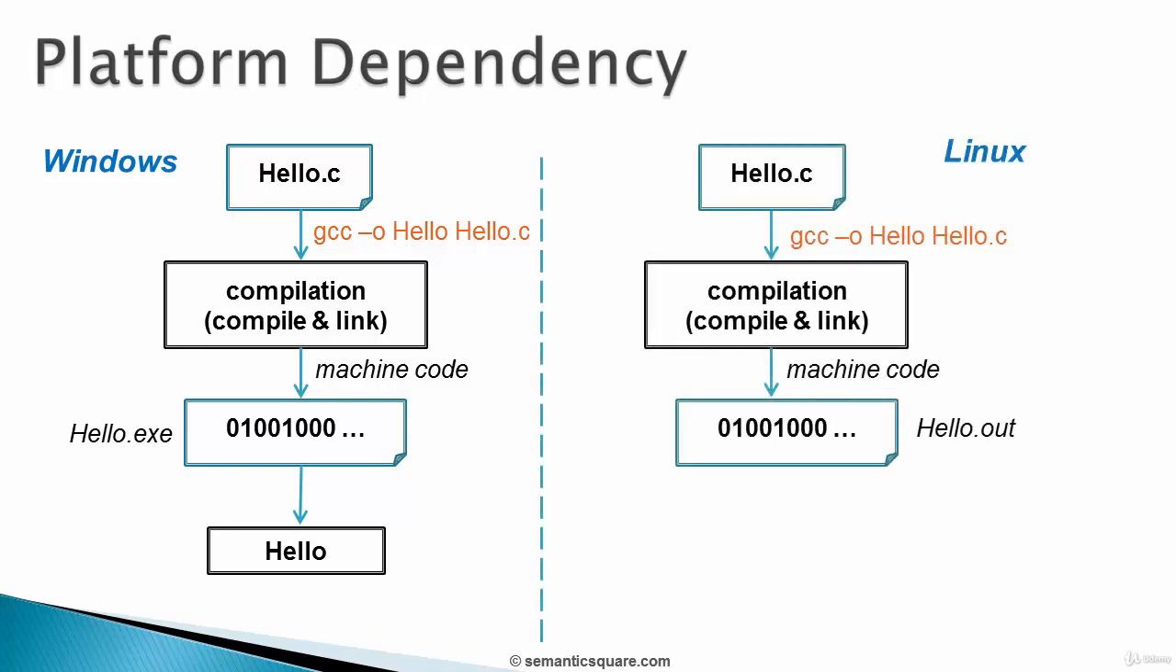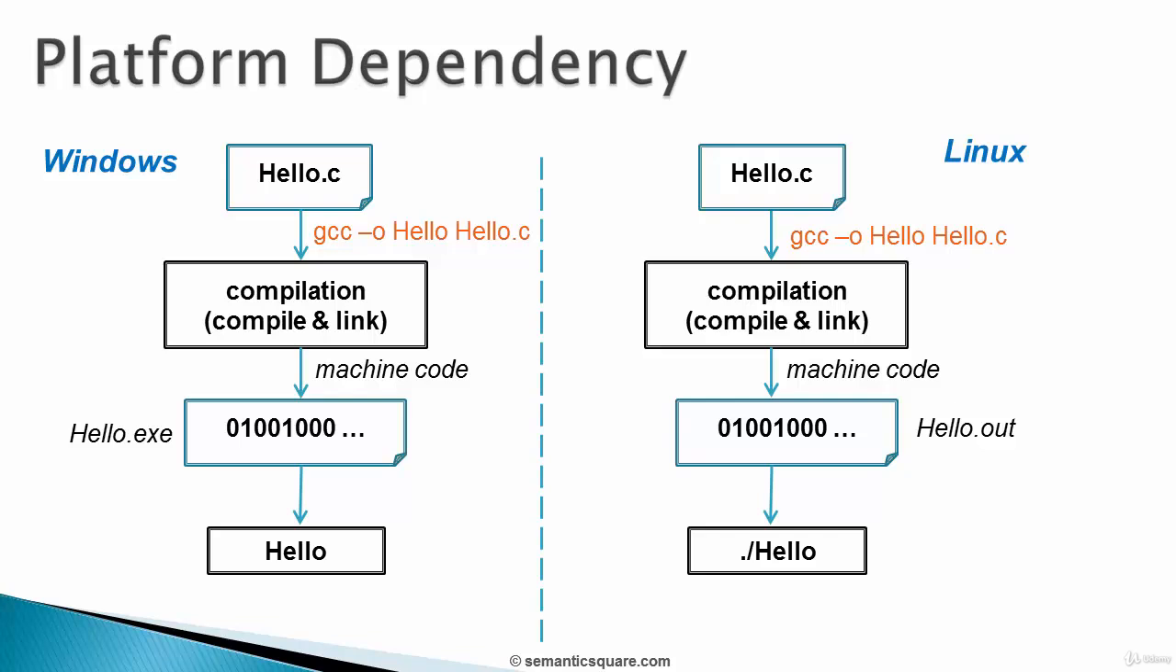Similarly, we can also compile the same hello.c program on a Linux machine using the same command as on Windows, and this would also produce an executable, but in Linux, the executable will be named as hello.out. So the extension is out here rather than exe, which can then be executed by typing ./hello.